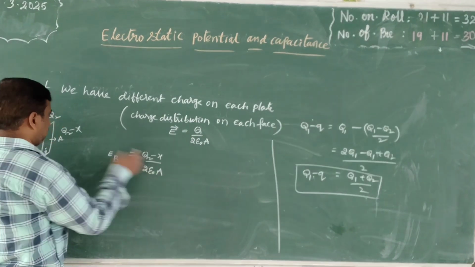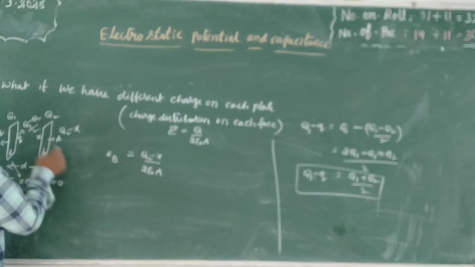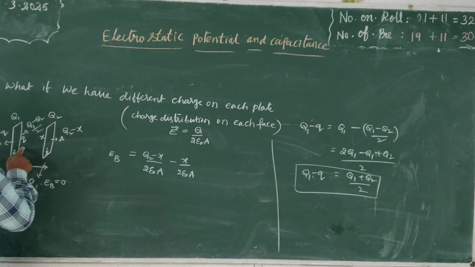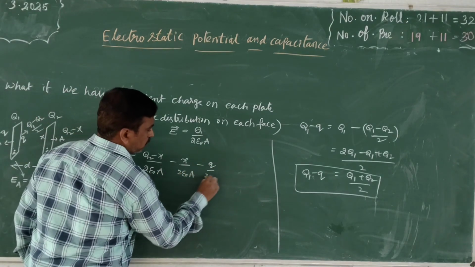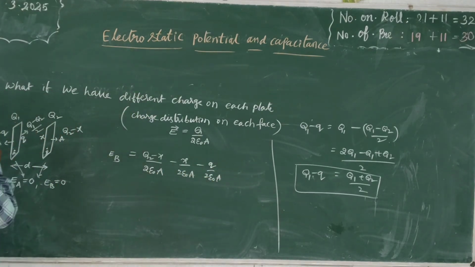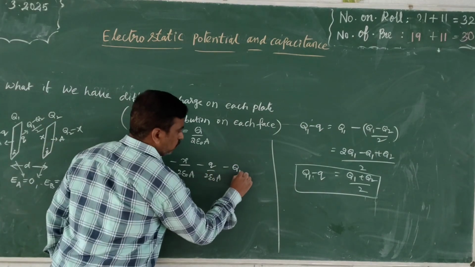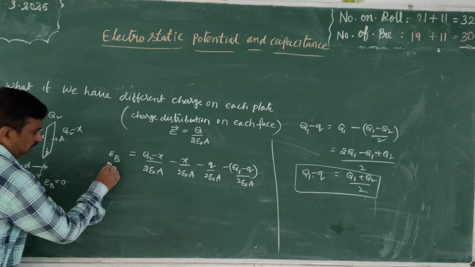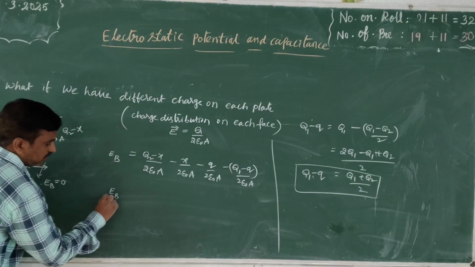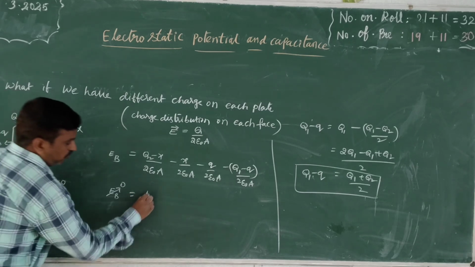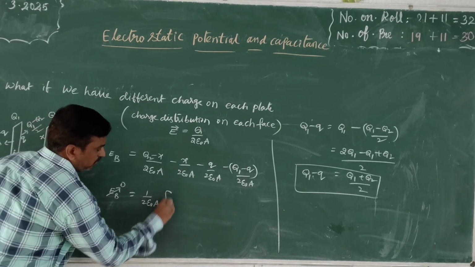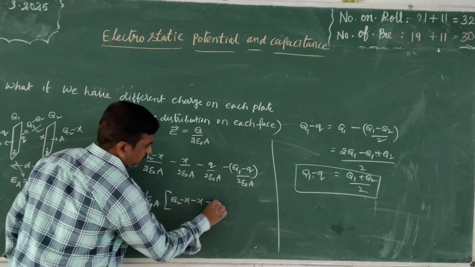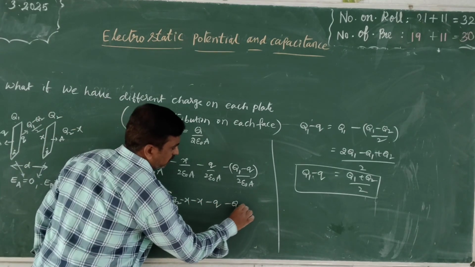So q2 minus x is the charge, over 2 epsilon naught A. For this one, minus x by 2 epsilon naught A, minus this charge, means minus q, by 2 epsilon naught A, minus this charge, means minus q1, minus q by 2 epsilon naught A. Yes, see here, the electric field inside the conductor B is 0, so we can write 1 by 2 epsilon naught A common here, q2 minus x, minus x, minus q, minus q1, plus q.